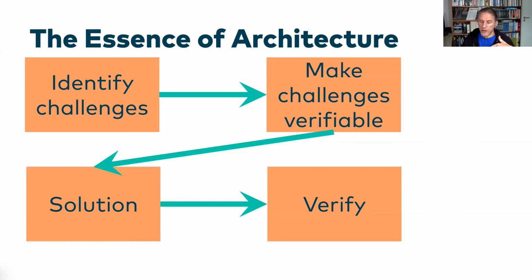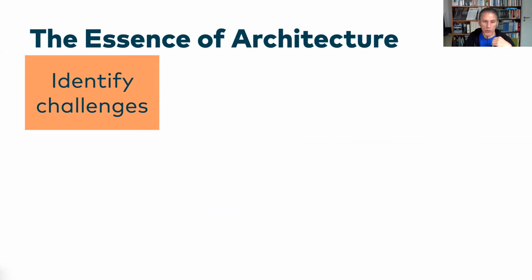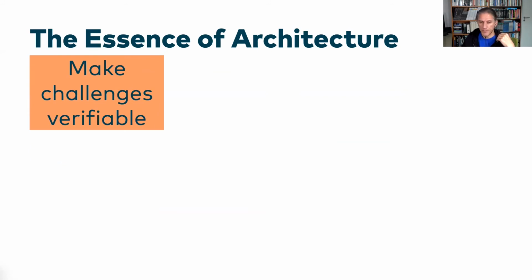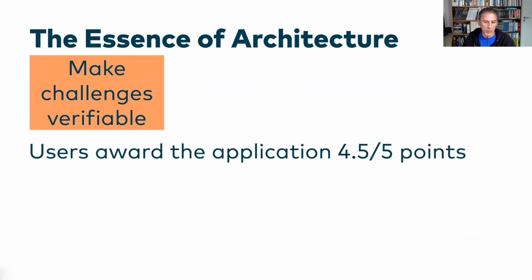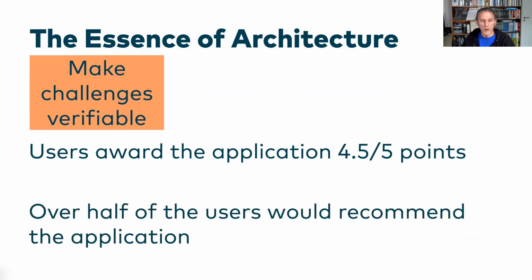So let me go through that with the example that I've just given. So the challenge that we have is user acceptance. Okay, fine. How can we make that verifiable? Not a good idea for me to say this is obviously how software should work, because as I said, I am opinionated. So maybe one way to make it verifiable is to say the users award the application 4.5 or 5 points in the App Store, or over half the users would recommend the application. So we can agree that this is a measure for user friendliness.